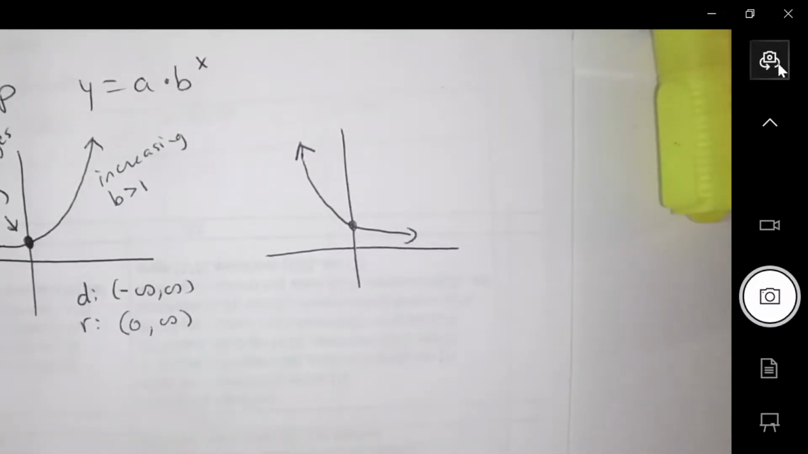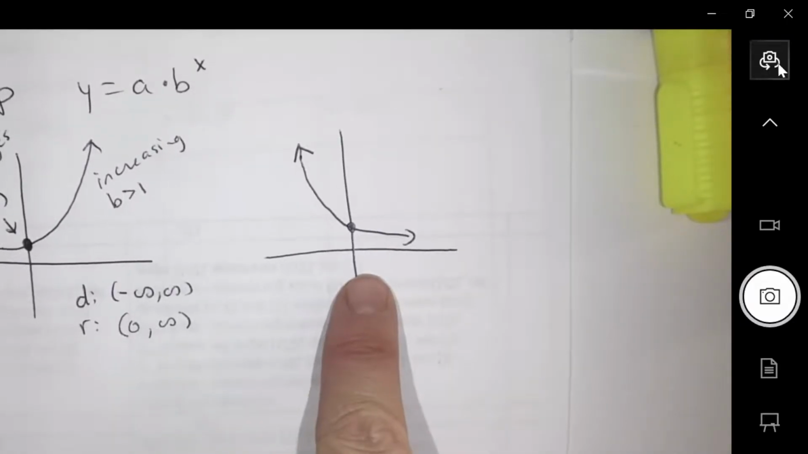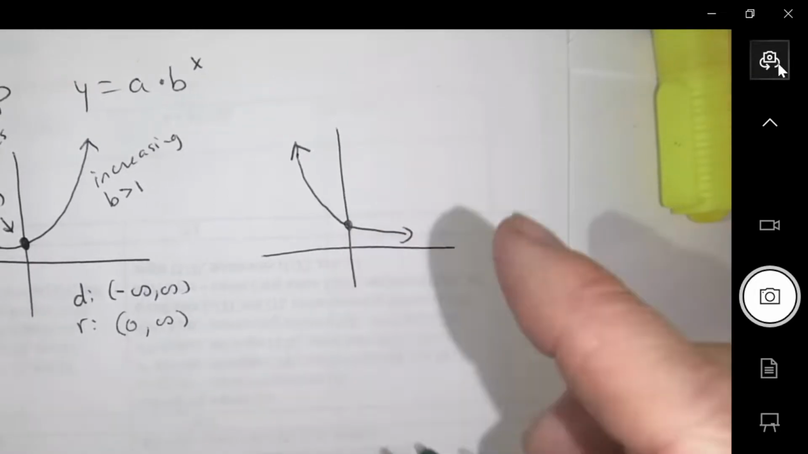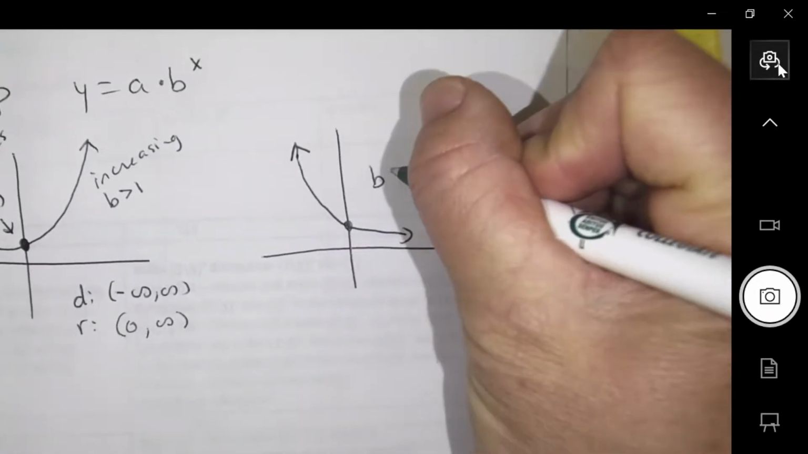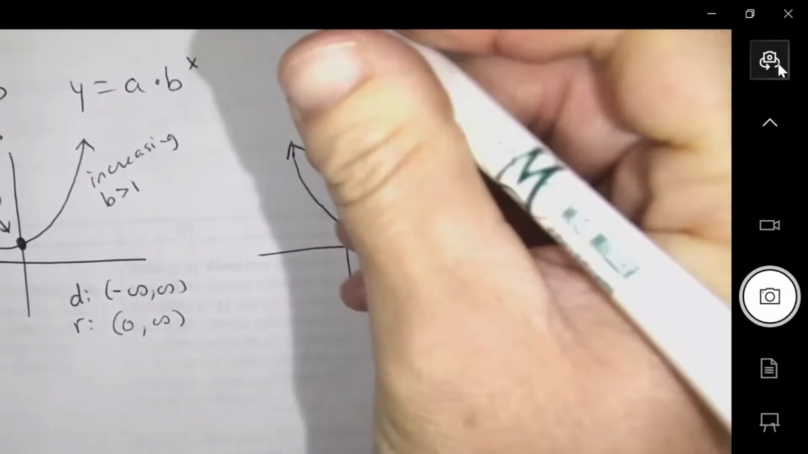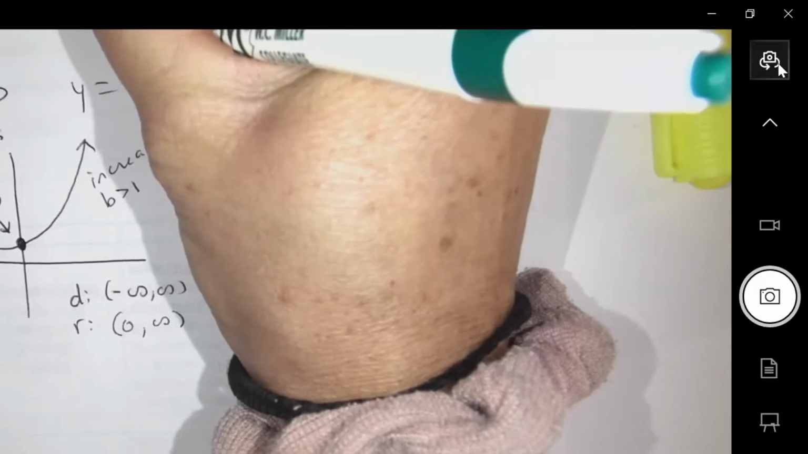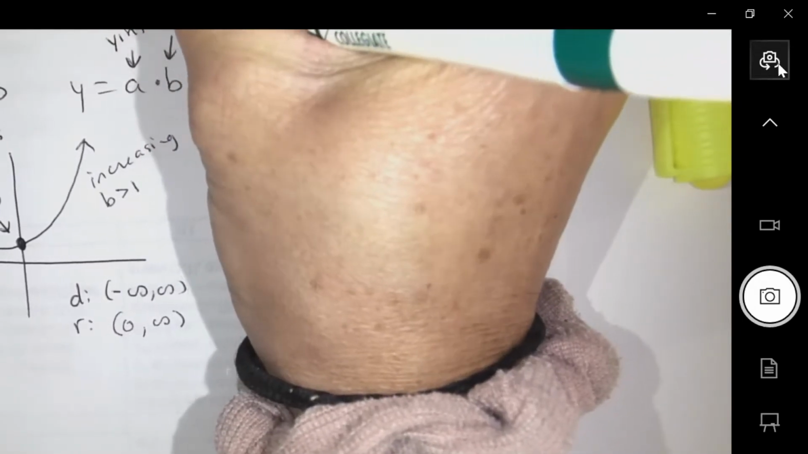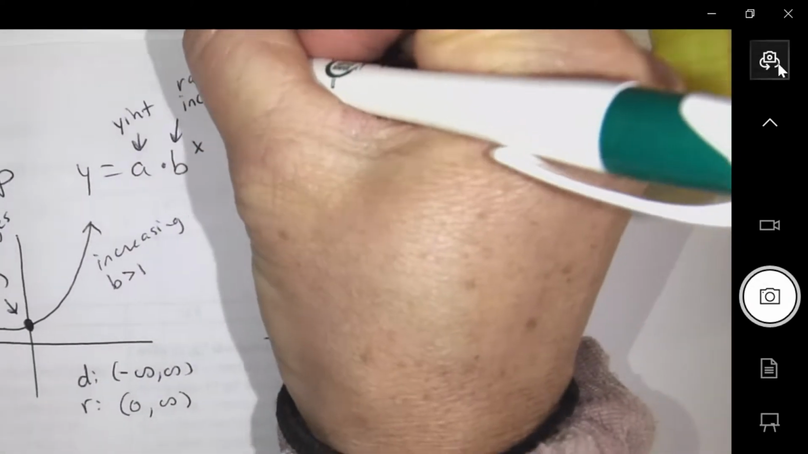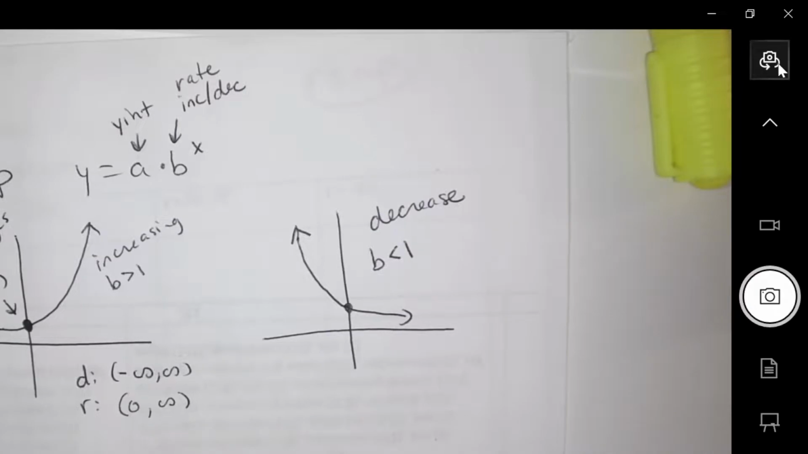What's the only difference on why this happened versus this? What made this happen? If B is less than 1, you would decrease. So again, y-intercept, so A changes the y-intercept, and B is going to be the rate. It's the rate. So it's going to be, are we increasing or are we decreasing?